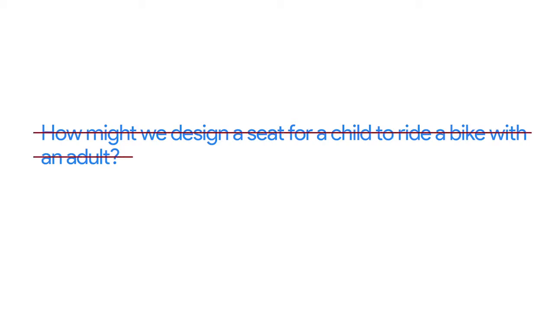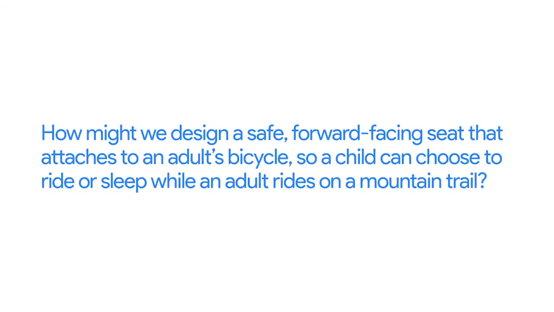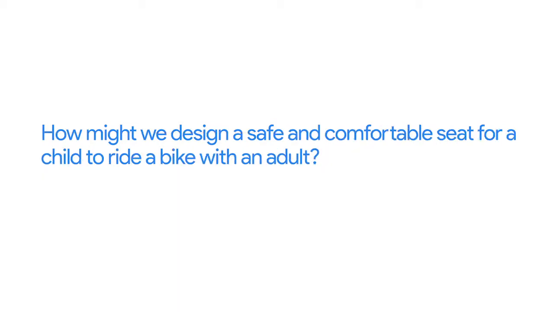Well, that's a fairly broad question. What about how might we design a safe, forward-facing seat that attaches to an adult's bicycle so that a child can choose to ride or sleep while an adult rides on a mountain trail? Okay, that's too specific. Try this instead. How might we design a safe and comfortable seat for a child to ride a bike with an adult?